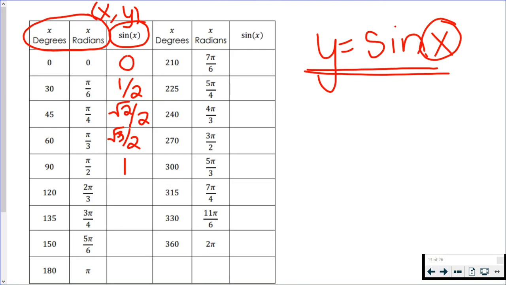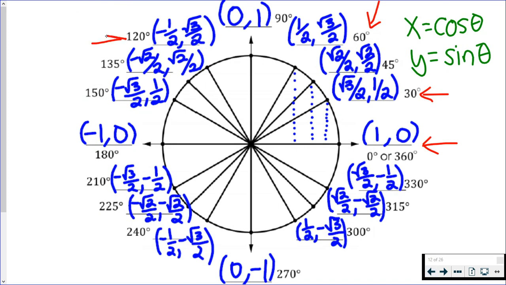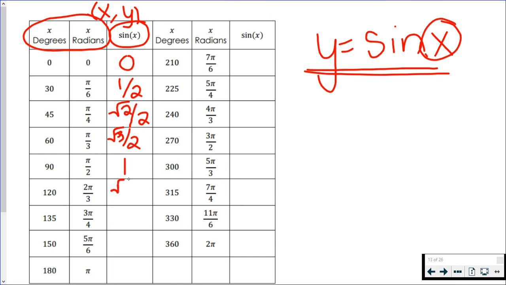And then you just work your way around the circle. You're going to see the same numbers over and over again. They may be positive, they may be negative, but these numbers that I have listed are the only ones that you're going to see for the rest of the chart. So if you move on to 120 degrees, that's in quadrant 2. Sine of 120 would still be positive because we moved up to get to 120. That would be square root of 3 over 2.